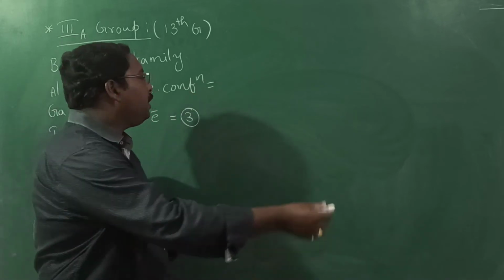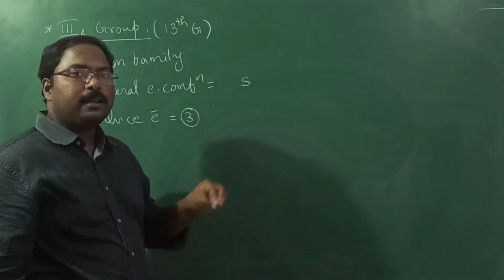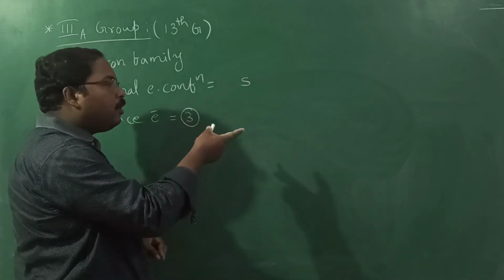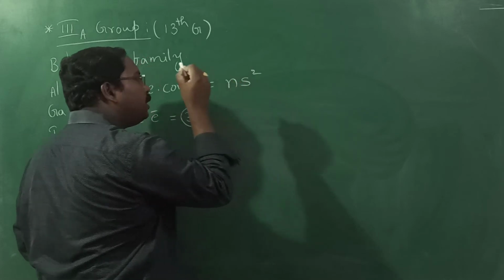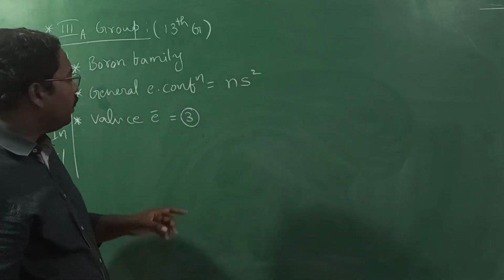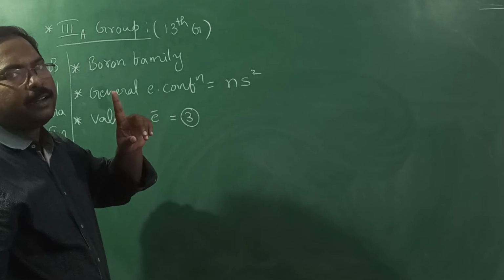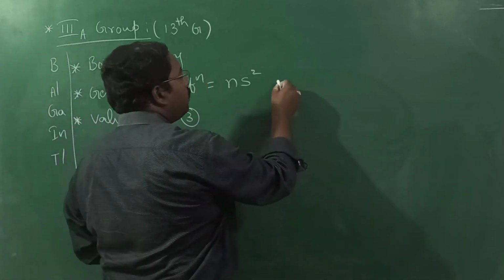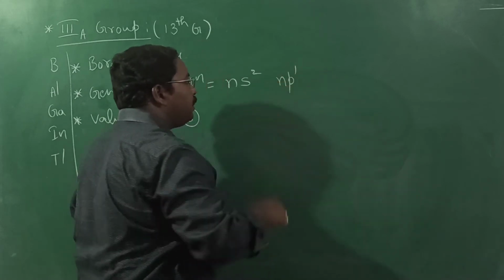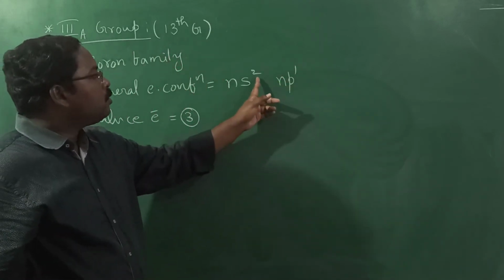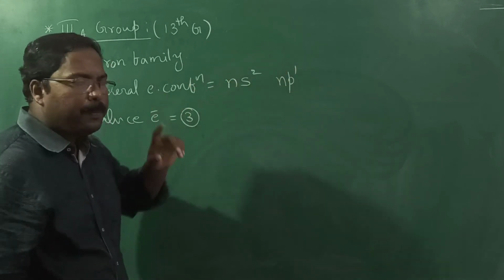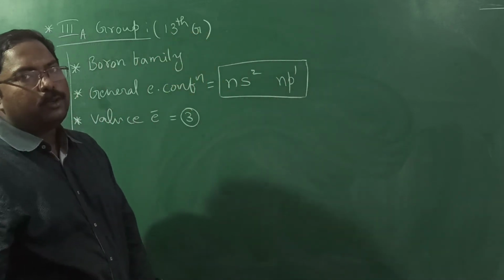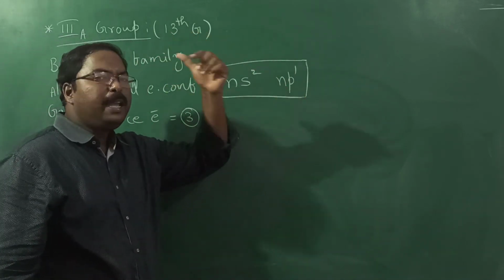Now, while writing the electronic configuration, how to write? Can you accommodate all 3 electrons in the s orbital? No. The electrons first enter the s orbital only, but it cannot hold 3. So the configuration is ns2. How many are left? 1 electron is left. After the s orbital, the electron goes to the p orbital. So 2 are in the s orbital, 1 is in the p orbital. So the general electronic configuration of 13th group elements is ns2 np1.